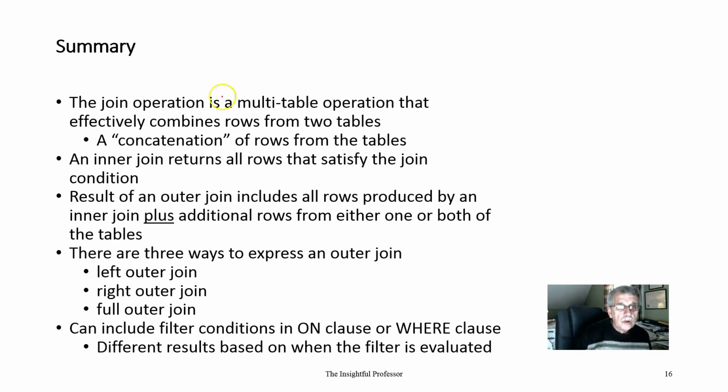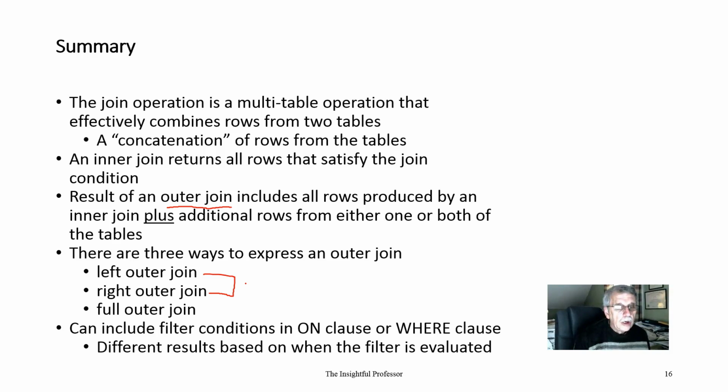So the inner join then returns all the rows that satisfy the join condition. The result of an outer join, which is what we just discussed in detail in this video, includes all rows produced by an inner join plus additional rows from either one or both of the tables, depending upon which variety of outer join we applied. Remember, the left and right outer joins each produce non-matching rows from one of the tables, where it depends upon which operation we're using, left or right, and which table we've designated to the left of or to the right of the operator. Again, applying an infix operator.